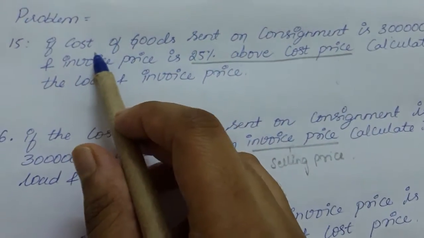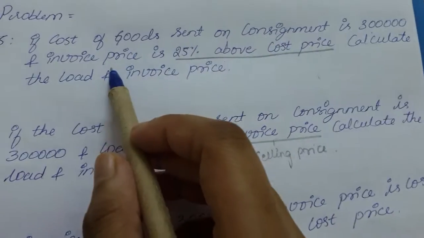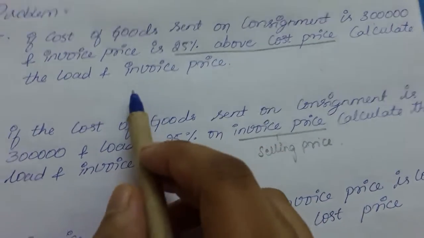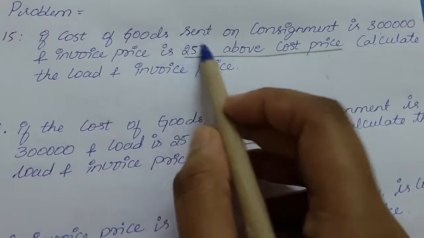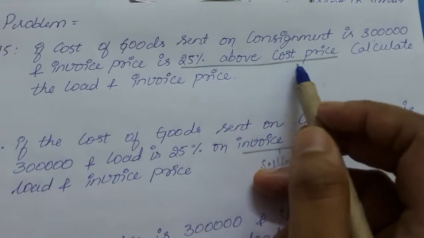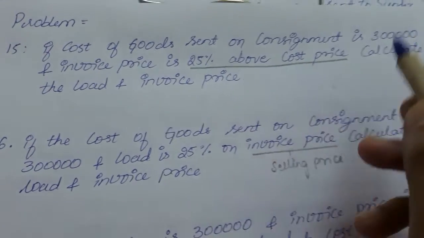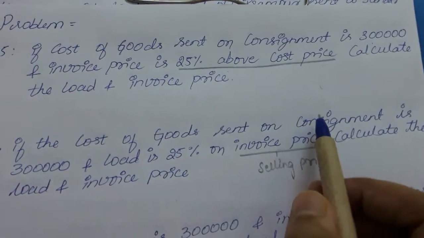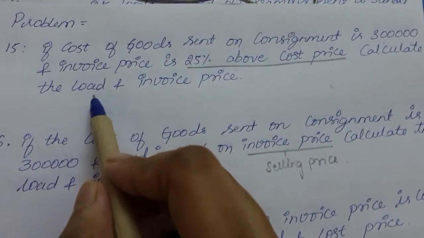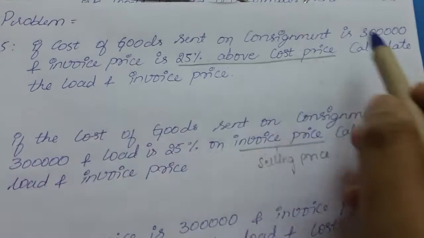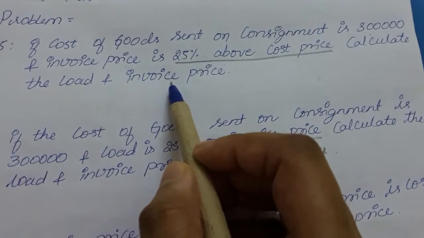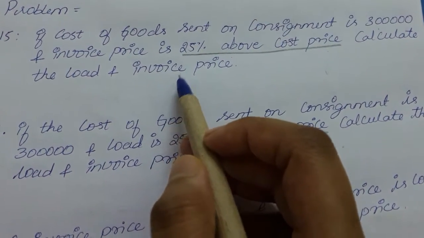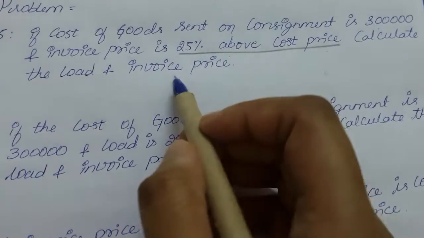Understood? So if the cost price is 3 lakh rupees, the invoice price that is sent to the consignee, the pro forma he will be writing and sending, is plus 25% on cost price. Calculate the loading and the invoice price. So here we are supposed to calculate the loading, which means the profit on this 3 lakh rupees, and also the invoice price, which means the pro forma price for sending the goods to the consignee.